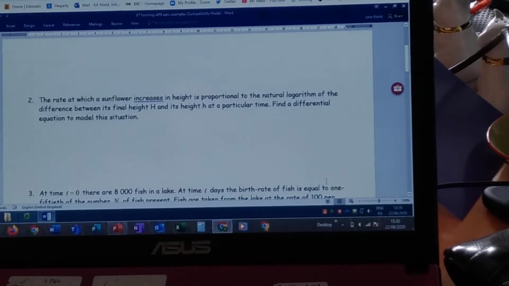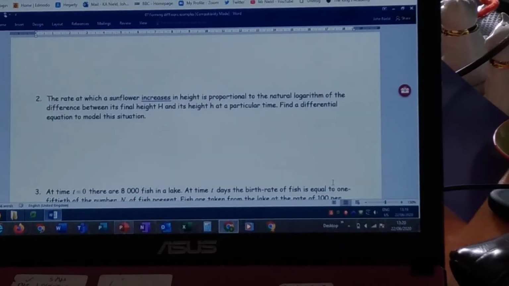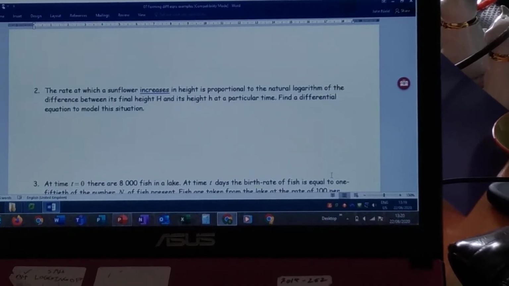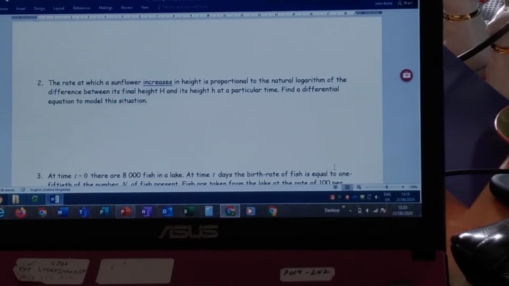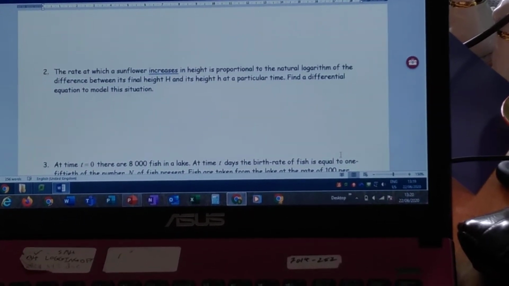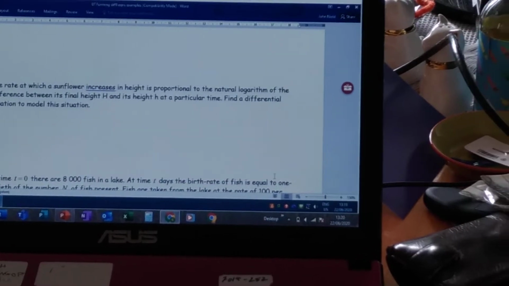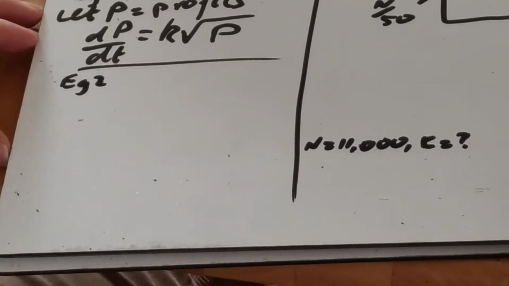Second one says the rate at which a sunflower increases its height is proportional to the natural log of the difference between its final height and the height h at a particular time. So they've specified what all the letters stand for. The variable is going to be h, little h that is. We've got a constant final height, big H, and it's about to find the difference. So find the differential equation to model this one.